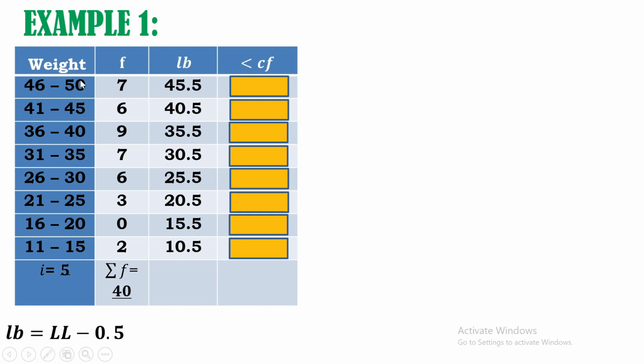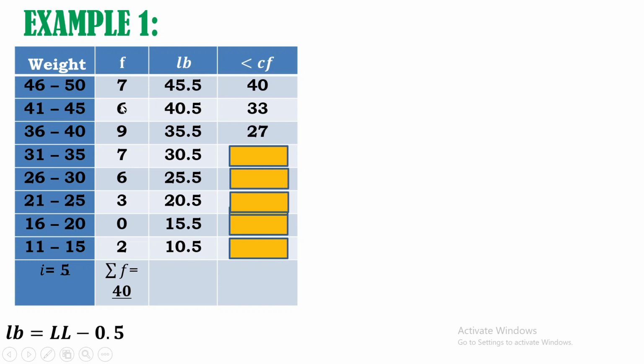Now, for the less than CF column, you may start with the class with the highest class interval. That's 46 to 50. Its less than CF value should be equal to the summation of f, since it's the highest class interval. So we have 40. To find the succeeding less than CF, we simply have to subtract the frequency from the less than CF. So that's 40 minus 7, it's 33.